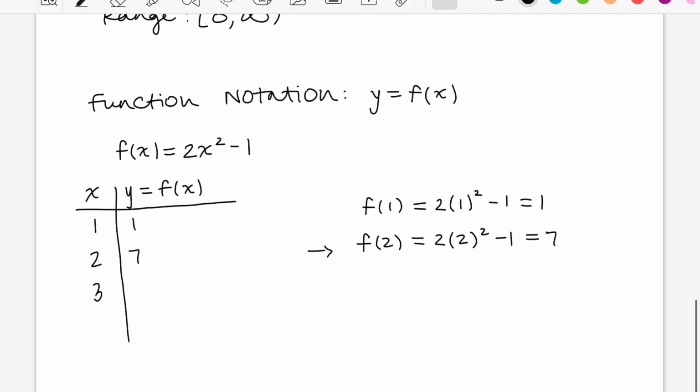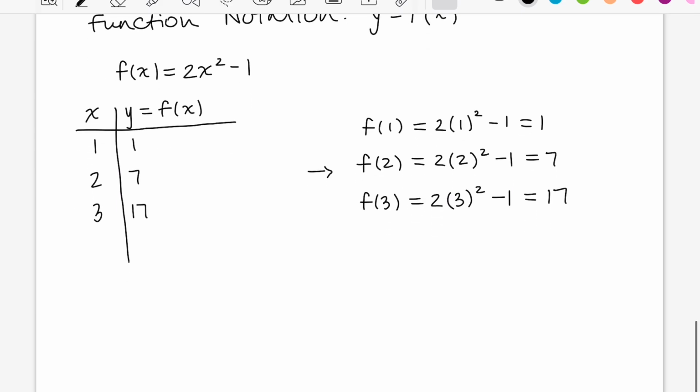All right, now lastly, we want to figure out what f of 3 is. So again, just plugging 3 into our x value. We get 2 times 3 squared minus 1. So we get 3 squared, which is 9. Multiply that by 2, we get 18, and then take away 1, we get 17 here.